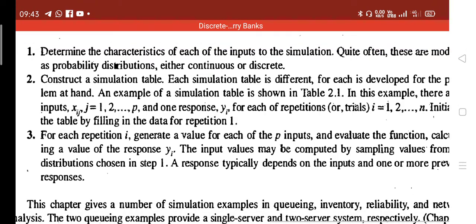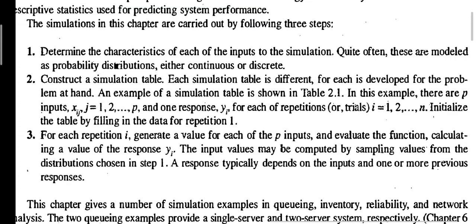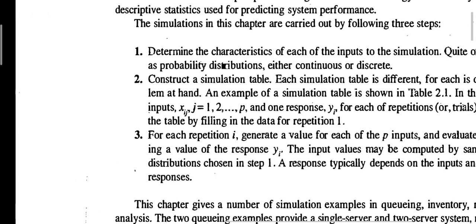Then the second one, construct a simulation table against the input and its behavior. Each simulation table is different according to the problem statement. One example table we will see later. Then step number three: for each repetition, say the repetition step as I, generate a value for each of the P inputs and evaluate the function, calculating a value of the response. Say response be Y. It is there in the table as you can see here.